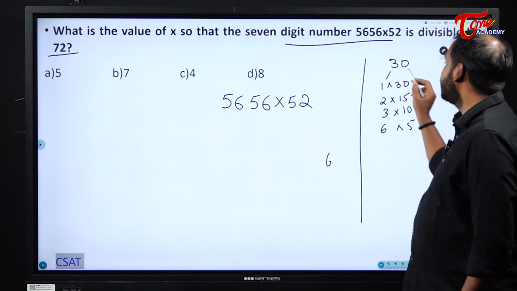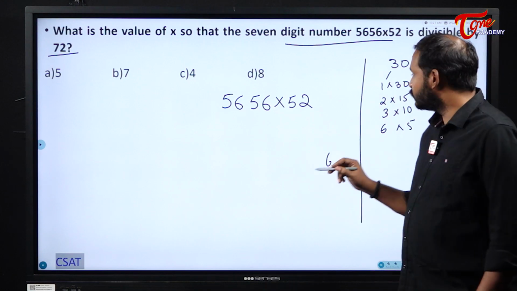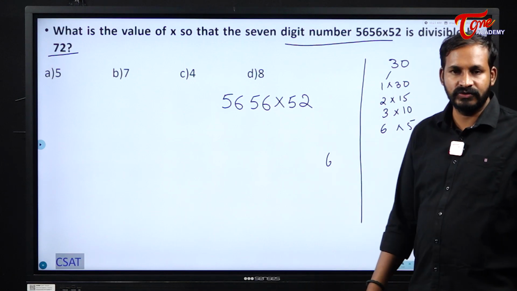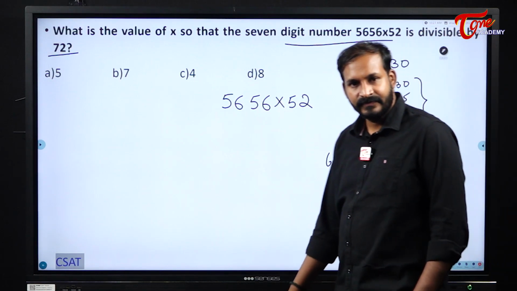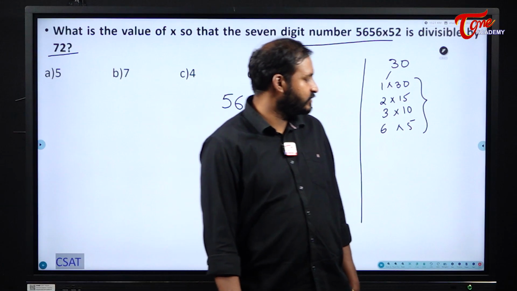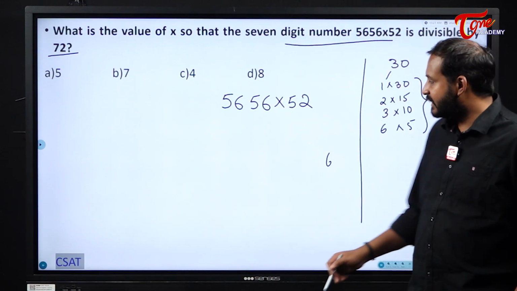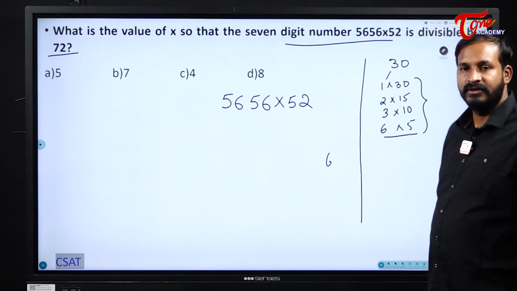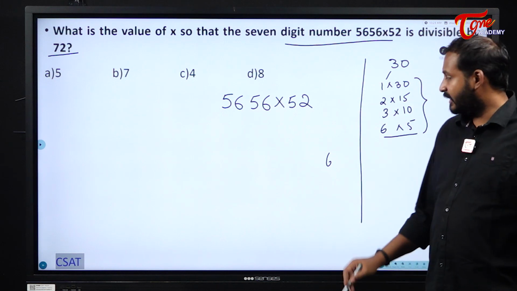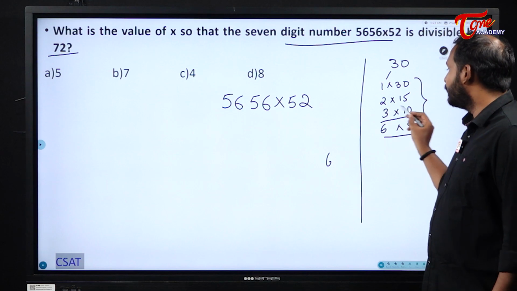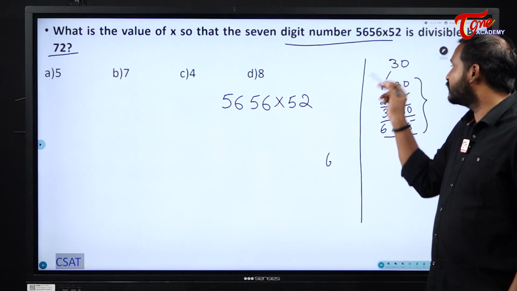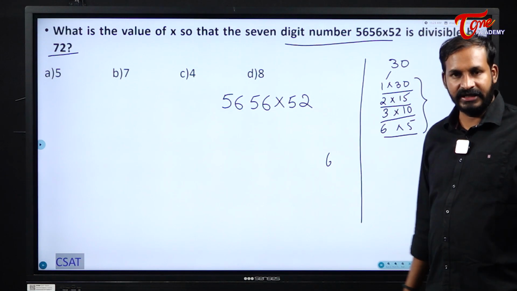Now, see here, which pair do I need to choose, sir? You need to choose a co-prime pair. For 30, all these are co-primes only. You can take any two. That means any number which is divisible by both 6 and 5 is divisible by 30. Any number which is divisible by both 3 and 10 is divisible by 30. Any number which is divisible by both 2 and 15 is also divisible by 30. Like this you can take.